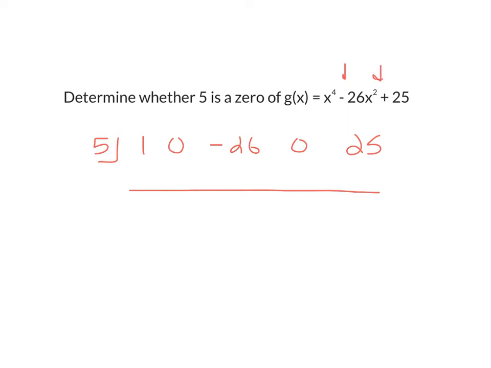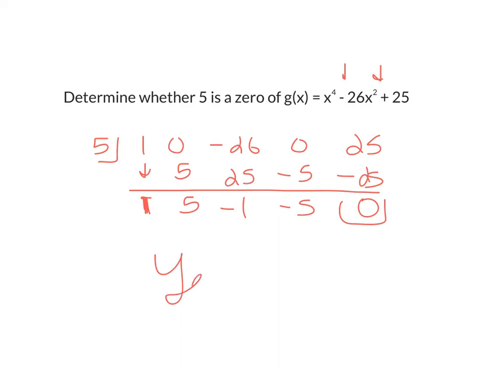So here it goes. Bring the 1 down to start. That's a 1. I put a 5. Multiply by 5. 1 times 5 is 5. Add, multiply, add, multiply, add, multiply, and look what I get right here. I get 0 for remainder. Because I got a 0 for remainder, that means it is a 0. So I put yes, it is a 0 for sure.